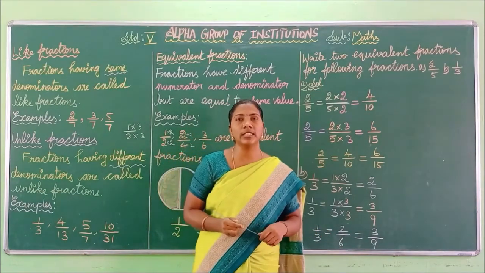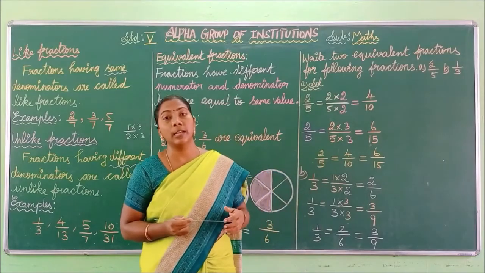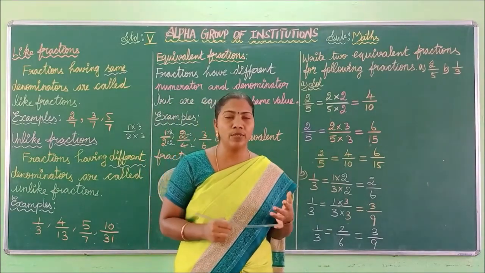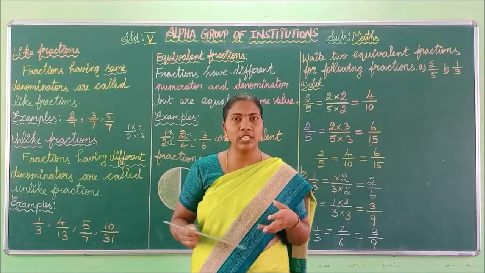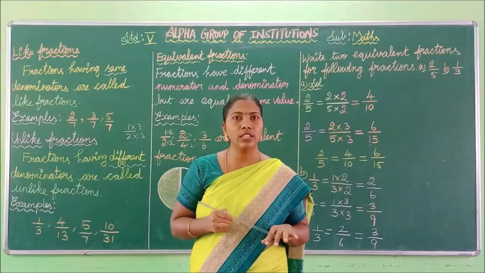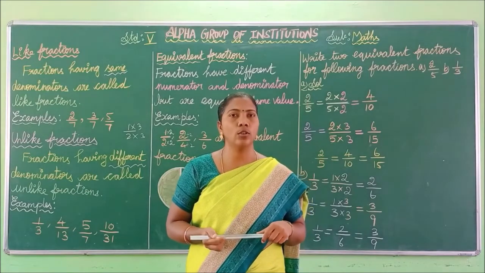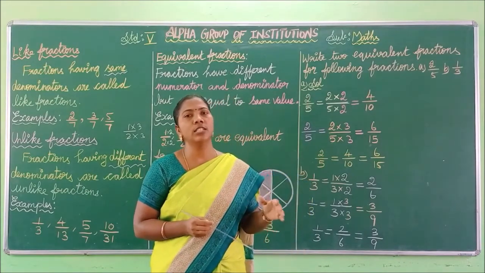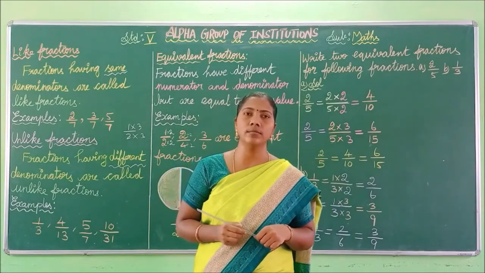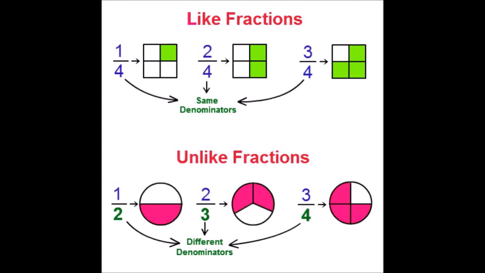So in today's class we have discussed the types of fractions. What are the types of fractions we have seen so far? Proper fraction, improper fraction, mixed fraction, like fraction, unlike fraction, equivalent fraction. Okay, go through all the definitions and do the classwork and the homework sums. Okay, thank you children. Now we are going to see like fractions and unlike fractions.